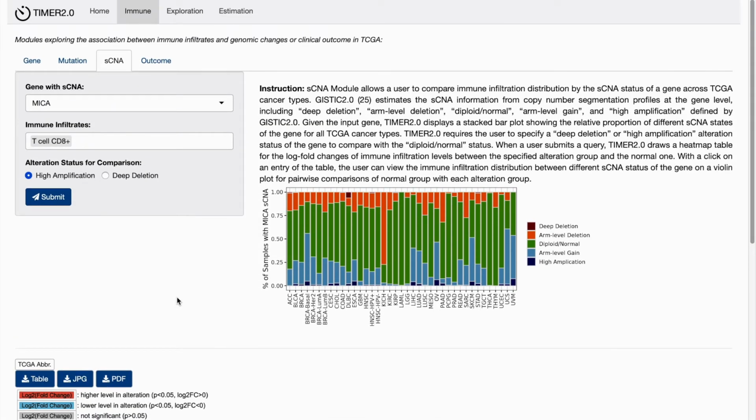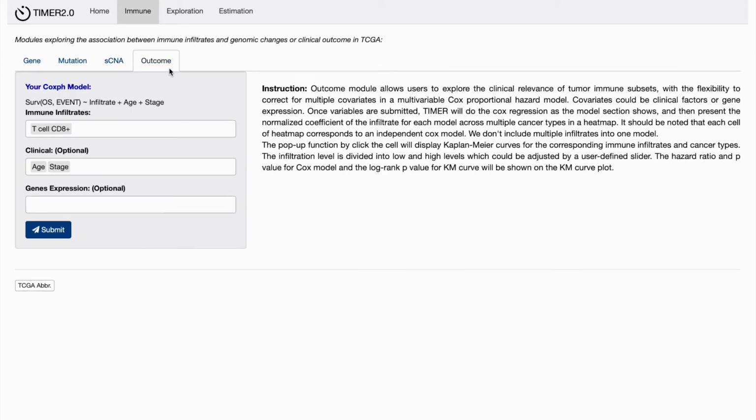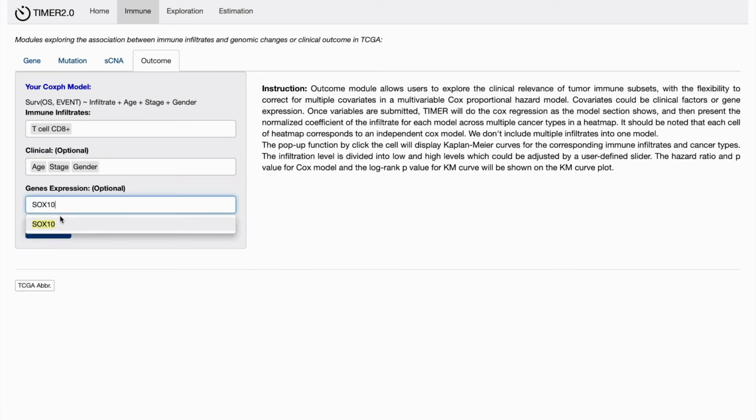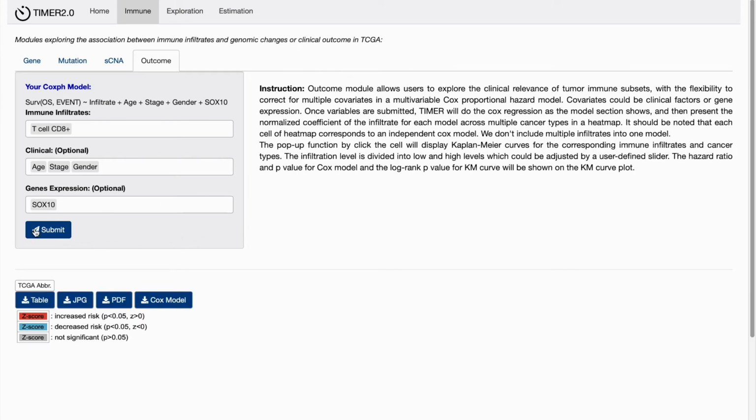In addition, tumor-infiltrating immune cells have been reported to affect patient overall survival. Here in this immune outcome module, we can interactively explore the association between infiltration of an immune cell type of interest and the patient overall survival. For example, we could explore the relationship between the CD8 T cell infiltration and the patient overall survival while controlling age, stage, gender, and the SOX10 expression, those confounding factors. And then we can submit the query.